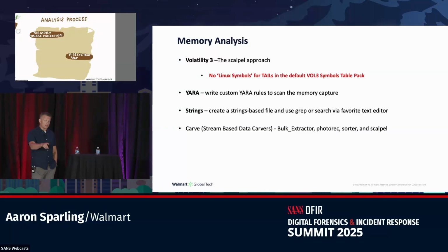In red, though, you're going to see that there are no Linux symbol tables. Well, let me rephrase that: there are no symbol tables for the Tails version of Linux in the default package that you would get off of the GitHub repository for Volatility. Which means you're going to end up having to either build your own symbol table, or hopefully someone out there in the community has built one already. They're not incredibly hard to do, just a little cumbersome. I would say if you end up building some of these symbol tables and you have a GitHub, it would be nice if you pushed them out to the community, because it saves a lot of time for all of us.